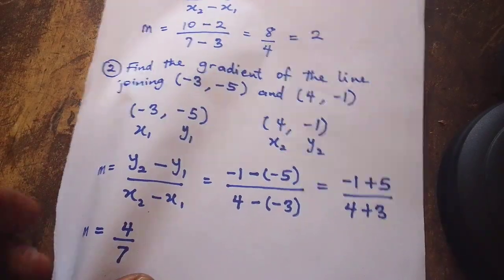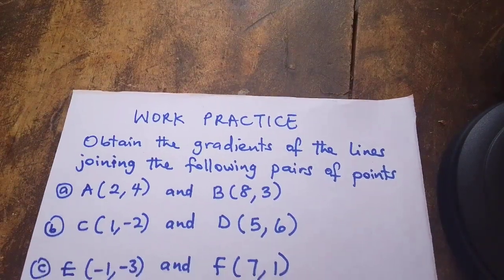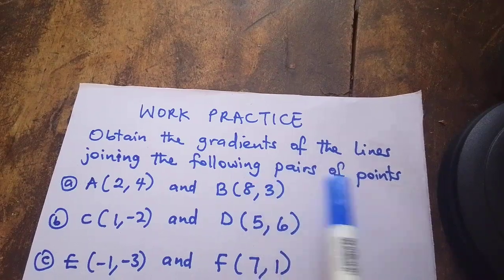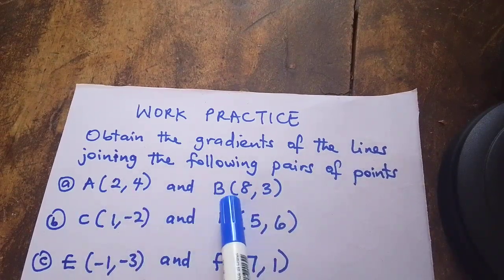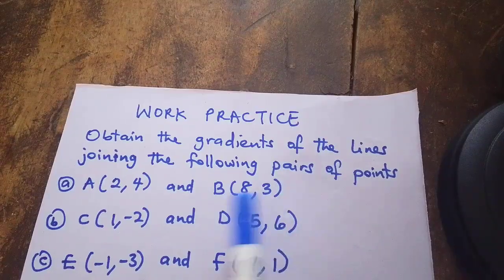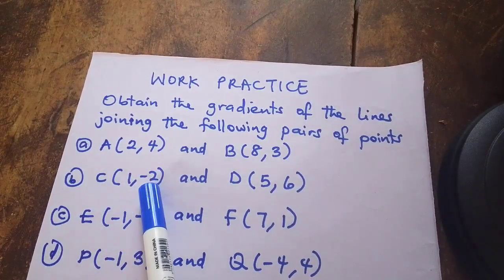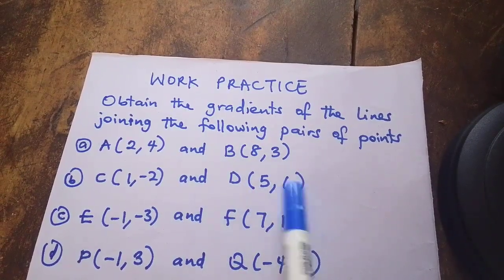So for the work practice, you are going to do this. Obtain the gradient of the line joining the following pairs of points. Coordinate A is (2, 4), and B is (8, 3). Coordinate C is (1, minus 2), and coordinate D is (5, 6).